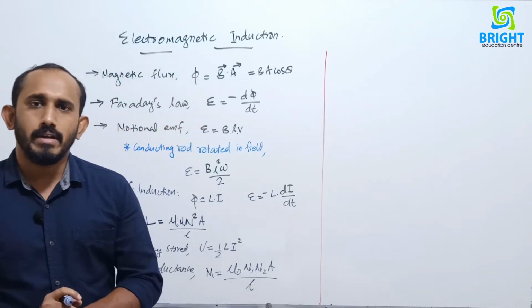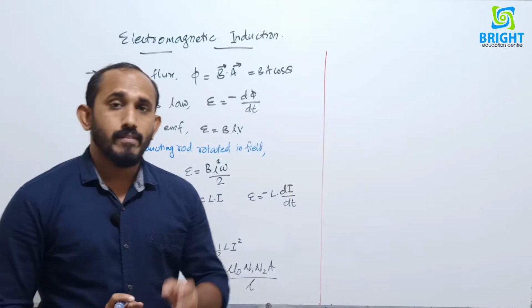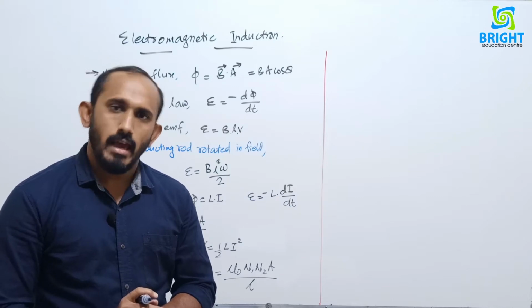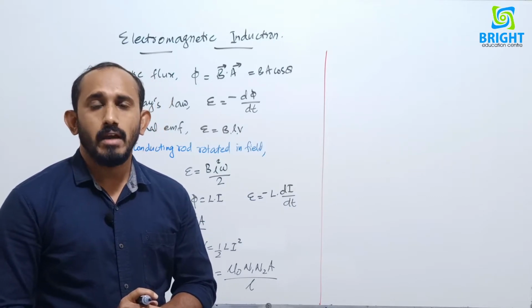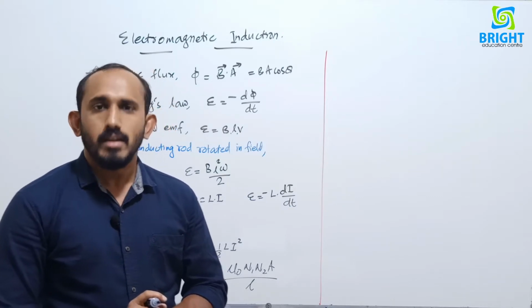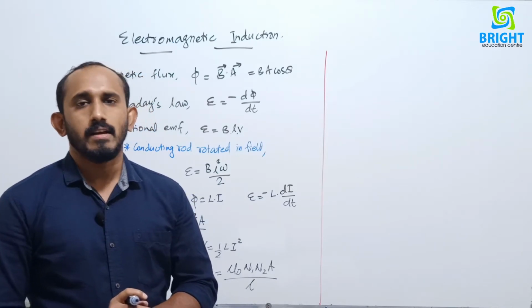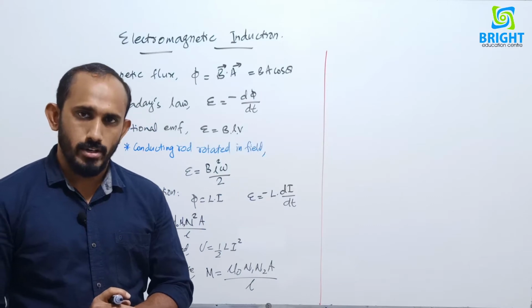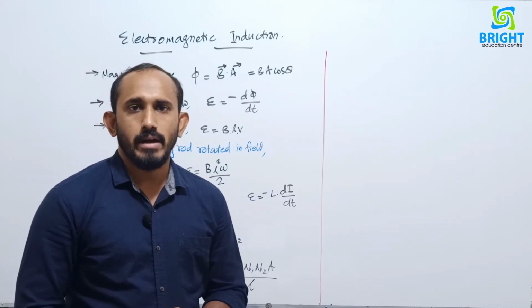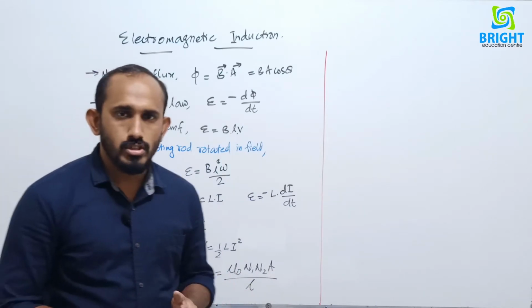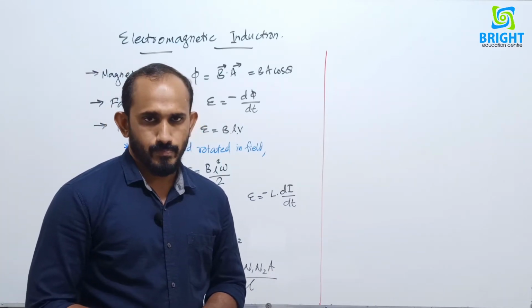In lower classes you might have heard about this: whenever there is a change in magnetic field lines around a conducting material, there will be an inducing of current in the conductor. That means a current is produced in a conductor whenever there is a change in magnetic field around it. This process is called electromagnetic induction. This is the basic concept of production of electricity by using a generator.